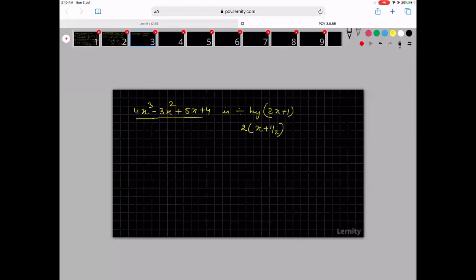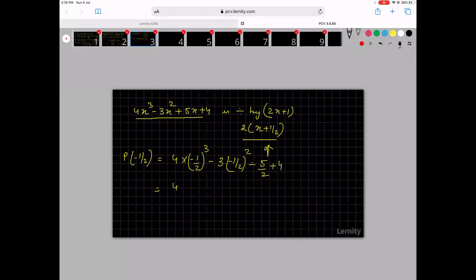Okay, that is interesting. Okay, let me see. So we'll find out p of minus half and then we will check. So this is 4 into minus 1 by 2 whole power 3, minus 3 into minus 1 by 2 whole square, plus, so minus 5 by 2 plus 4. I don't agree with the numbers that you all are saying.